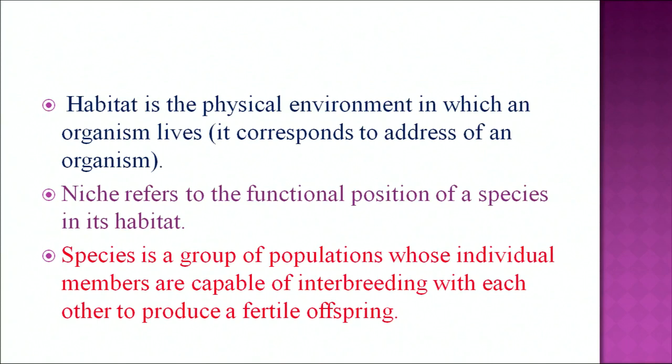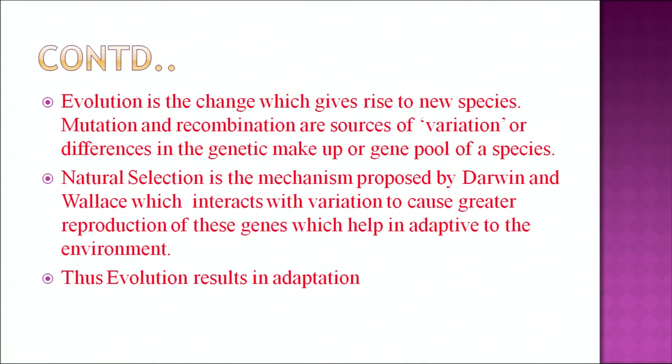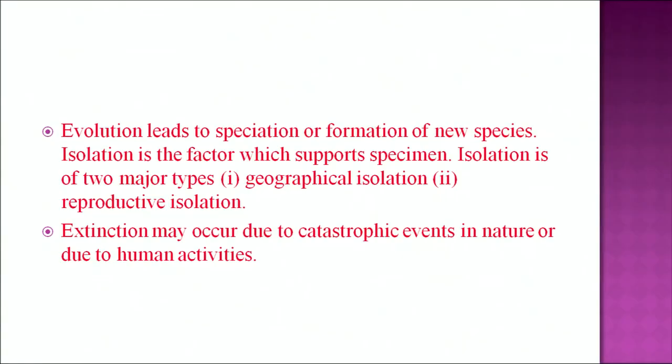Species is a form of populations whose individual members are capable of interbreeding with each other to produce fertile offspring. Evolution is the change which gives rise to new species. Mutation and recombination are sources of variation or differences in the genetic makeup or gene pool of a species. Natural selection is the mechanism proposed by Darwin and Wallace, which interacts with variations to cause greater reproduction of the genes which help in adaptation to the environment. Thus, evolution results in adaptation. Evolution leads to speciation or formation of new species.